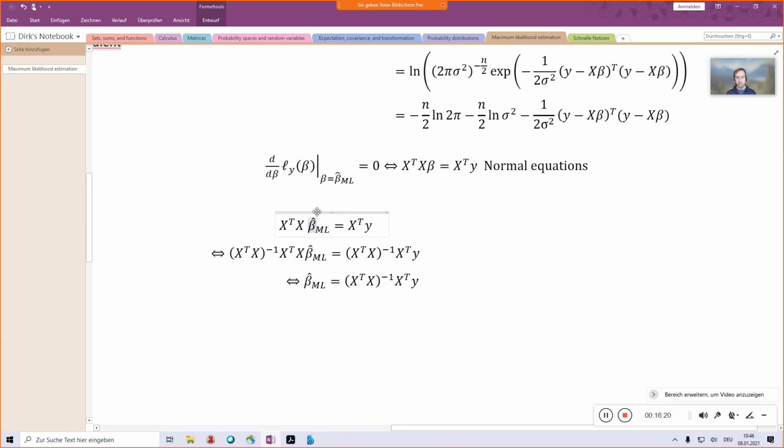What I haven't shown you yet is that computing the derivative or the gradient of the log likelihood function actually implies these normal equations, so I will have to do that now. But first, are there questions regarding that we now have a solution for the beta parameter maximum likelihood estimator?